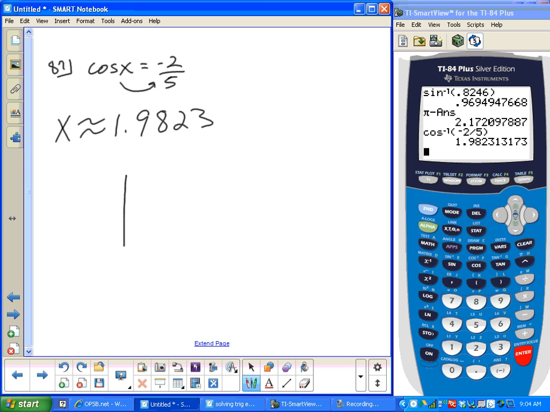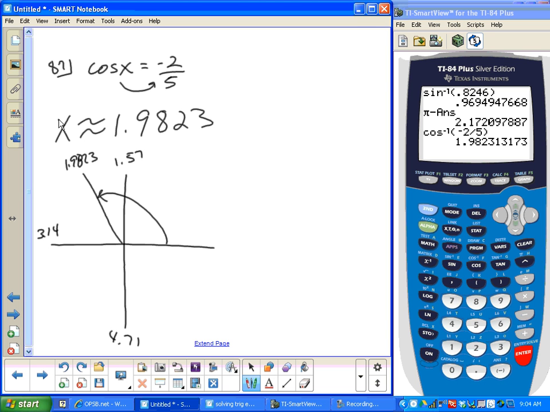Now, let's see which one that we've got so far. Remember, this is 1.57, 3.14. What's this one down here? 4.71. Okay. So where's that 1.9 something going to be? In the second. So I got the second quadrant answer. So this angle is 1.9823 from standard position. In a minute, we'll talk about the reference angle.